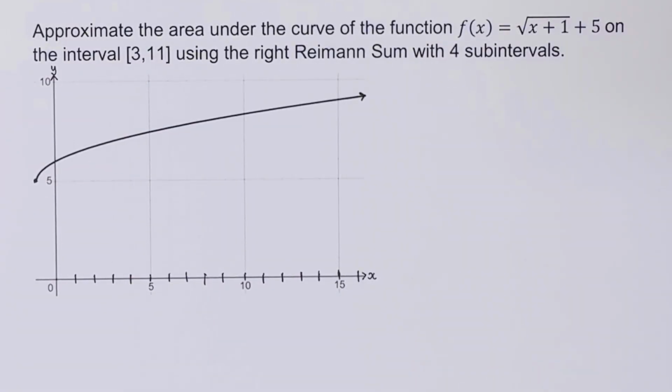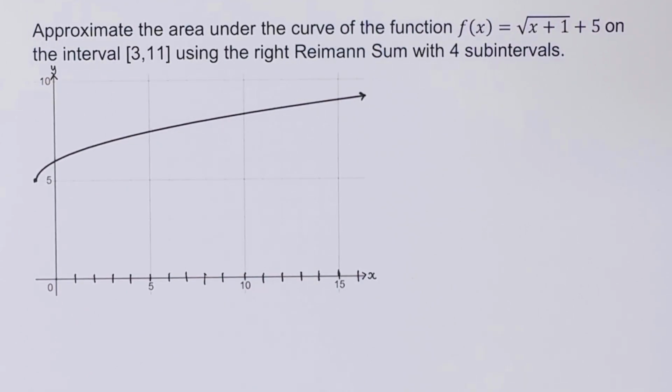Hello everyone. This video will show how to use the right Riemann sum to approximate the area under a curve of a given function over an interval. So let's go over this example here. Approximate the area under the curve of a function, that's the function that we have right there, and this is its graph, over the interval 3 to 11 using the right Riemann sum with 4 sub-intervals.